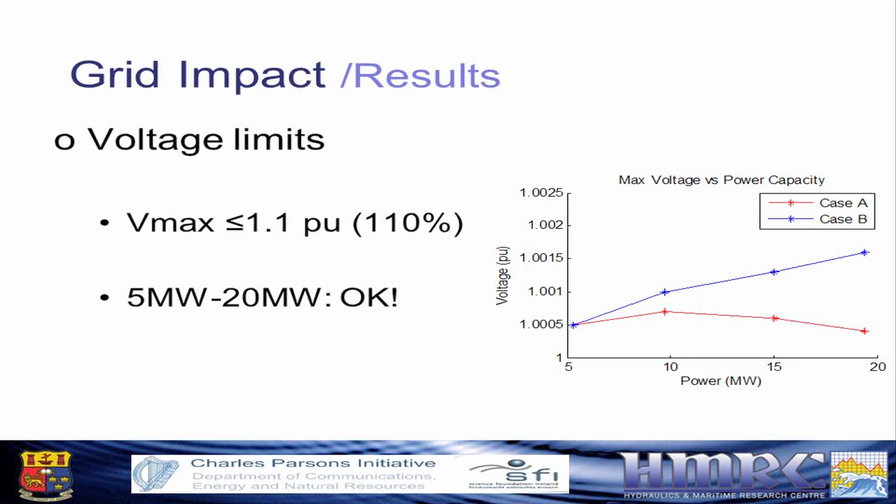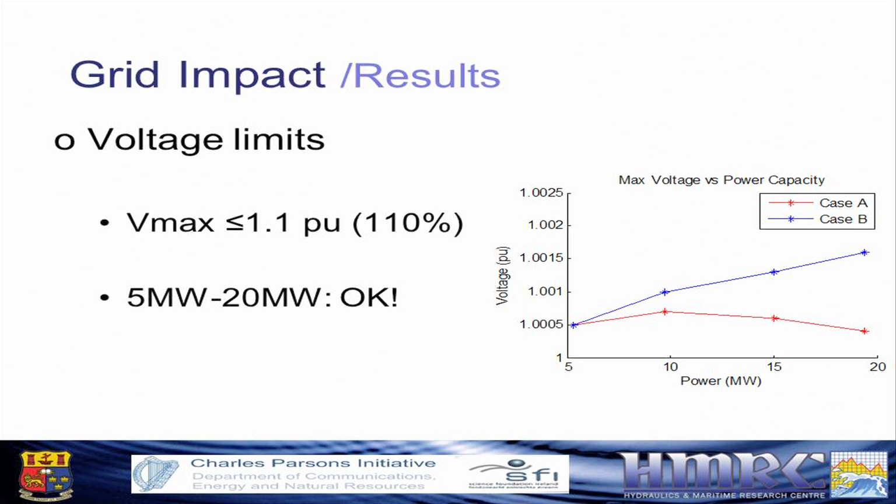Okay, we have voltage limits. I told you about it. ESB says that the maximum voltage should always be below 1.1 per unit, which is technically 110% of the nominal value, the normal value. So we have two cases here, which is not very important in the end, but what you can see is that between 5 and 20 megawatts, it's fine. The voltage remains within the limits.